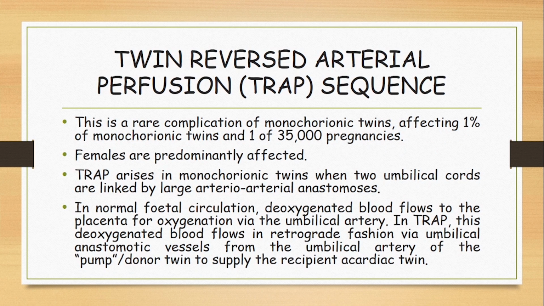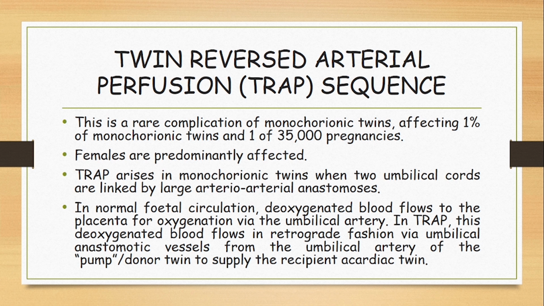Twin reversed arterial perfusion sequence is another form of twin-to-twin transfusion syndrome. This one is called TRAP, the other one is TAPS. It arises in monochorionic twins when the two umbilical cords are linked by a large arterial anastomosis.